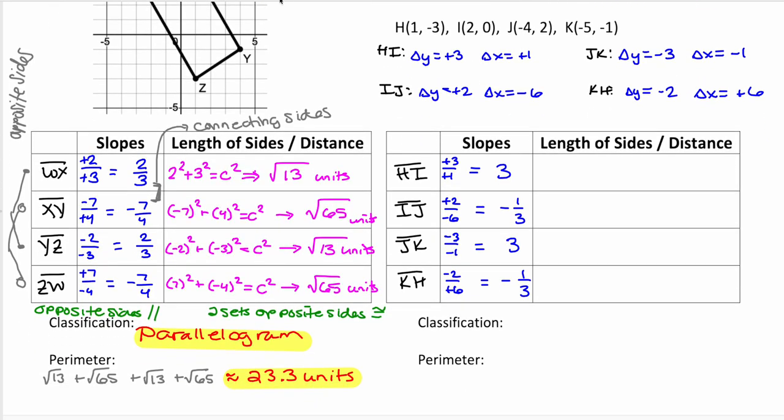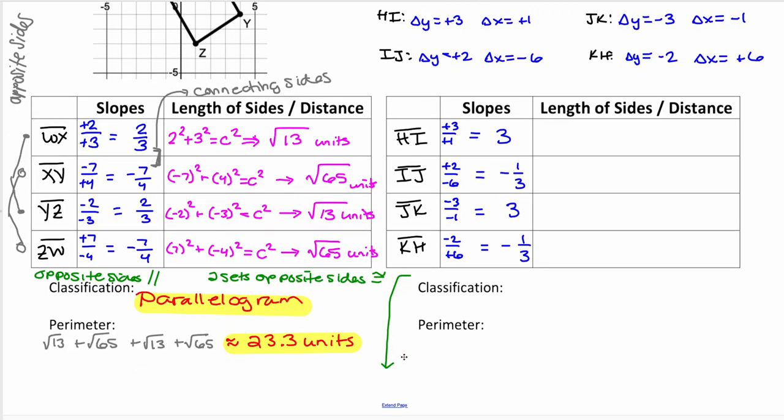Looking at these slopes, we want to compare anything. We want to first look at opposite sides, which are HI and JK. HI has a slope of 3 and JK has a slope of 3. That means that these are parallel. So we do have a set of parallel lines. Opposite sides are parallel. We also want to look at segment IJ and segment KH. They also both have a slope of -1/3. So those opposite sides are also parallel. I'm going to write a little note down here so that I have a little bit more room.